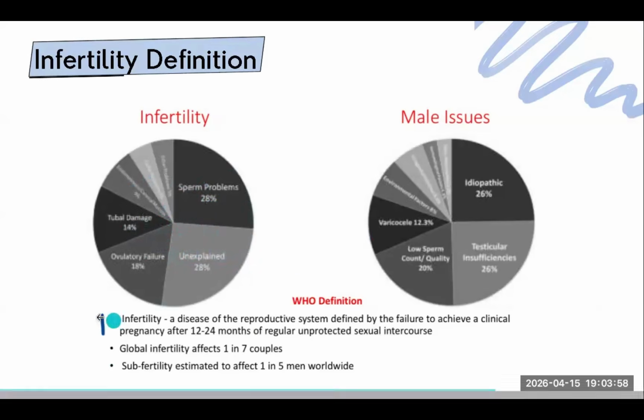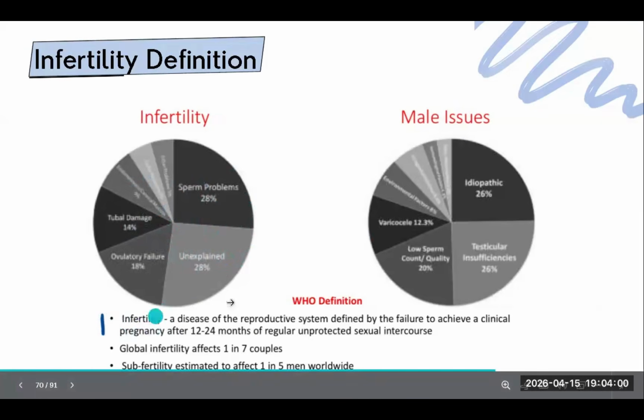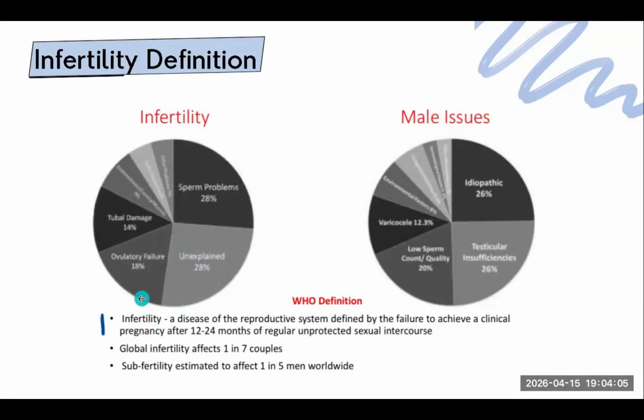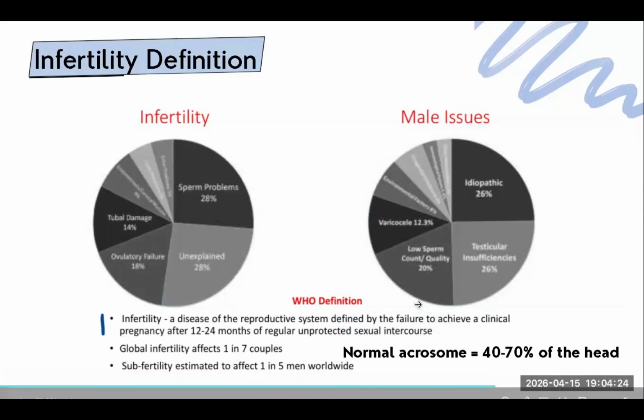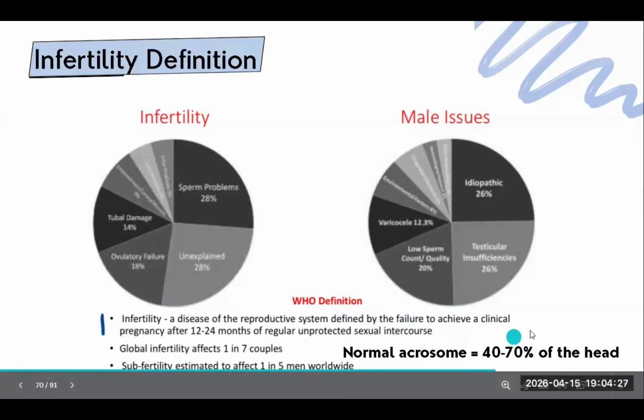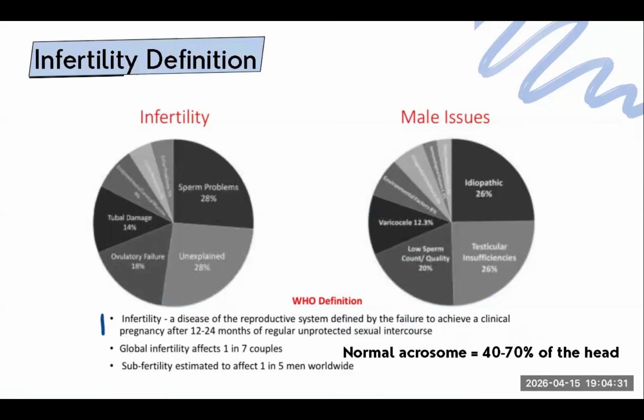From this page, what's very important is this definition, the WHO definition of infertility, which is a disease of the reproductive system defined by the failure to achieve a clinical pregnancy after 12 to 24 months of regular unprotected sexual intercourse. One important thing as well, not related to this slide, is that a normal acrosome, remember we said the acrosome is where the enzymes are stored in the head of the sperm. The normal acrosome should take around 40 to 70% of the head. More than that is abnormal, less than that is abnormal.